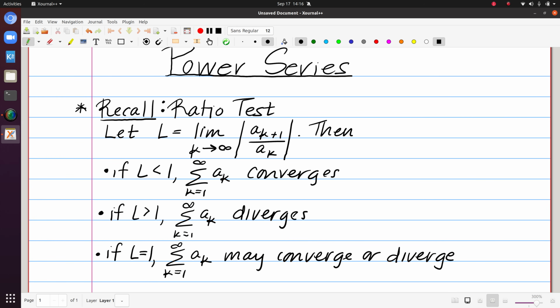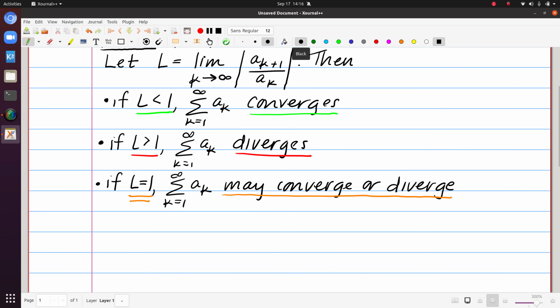Then, looking at that value of L, if it's strictly less than 1, then we said that the series converges. If that limit is strictly greater than 1, then the series diverges. And then we saw that we had to be cautious. If the limit were exactly equal to 1, the ratio test really gave us no information. Consequently, the series might converge or it might diverge.